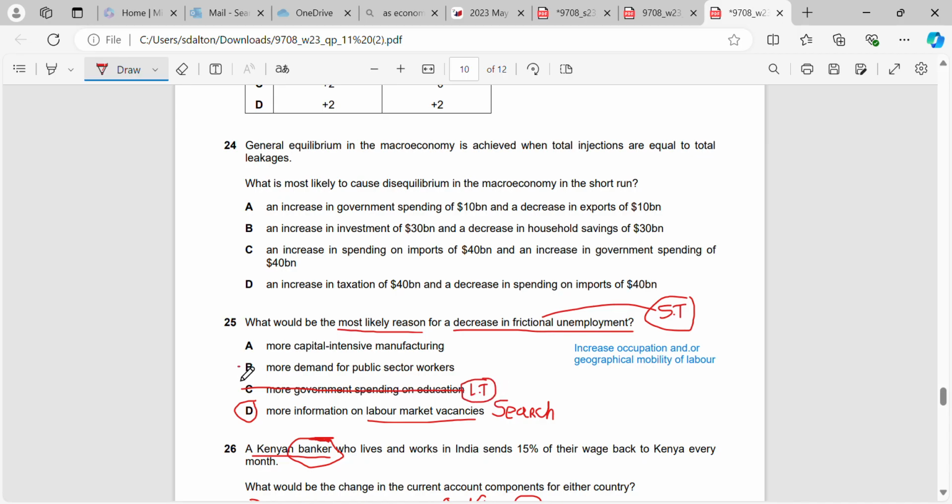More demand for public sectors and more capital-intensive manufacturing, they're not going to have an effect on frictional unemployment, because they're short term. They're not going to help us to get more people into jobs, right, which is what we want. So if we provide information on labour market vacancies, it will directly address search unemployment, which is one of our forms of frictional unemployment.